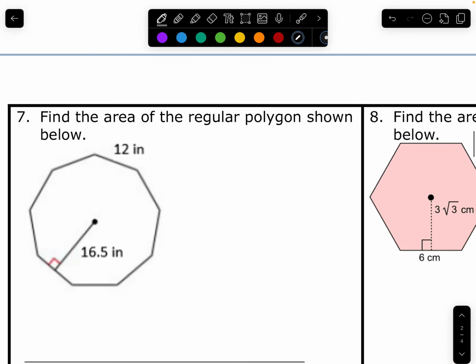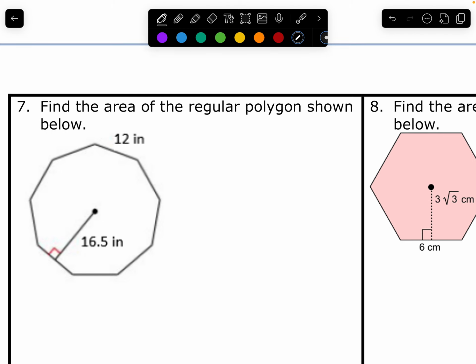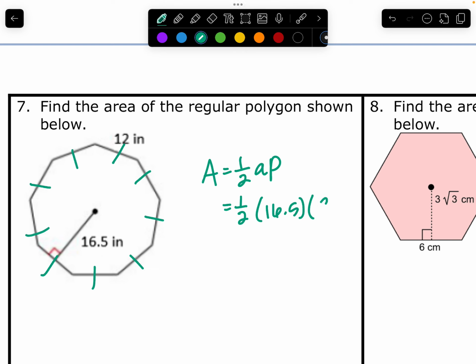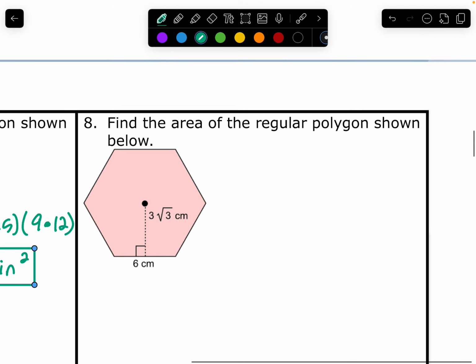Number 7, find the area of the regular polygon. Area formula is 1/2 apothem times perimeter. The apothem is 16.5. The perimeter, 1, 2, 3, 4, 5, 6, 7, 8, 9. 9 sides, and each side is 12. And then we're going to multiply it out, see what we get. We get 891. Go ahead and try number 8.